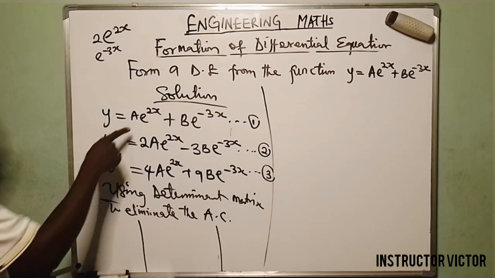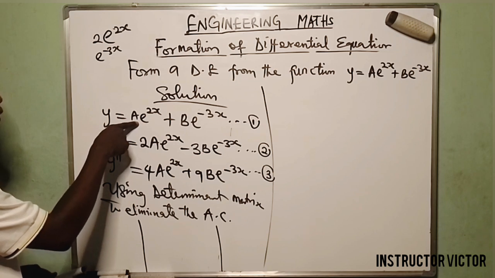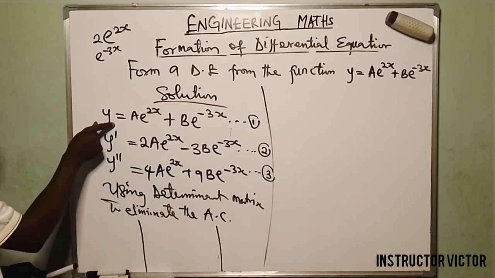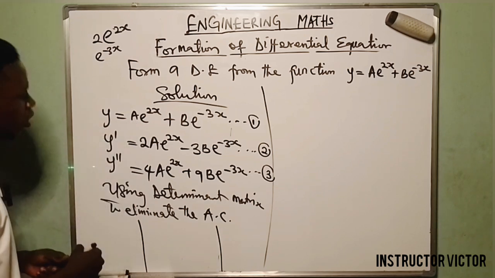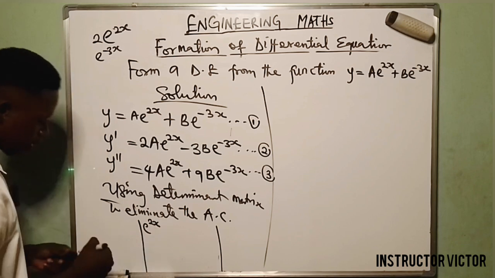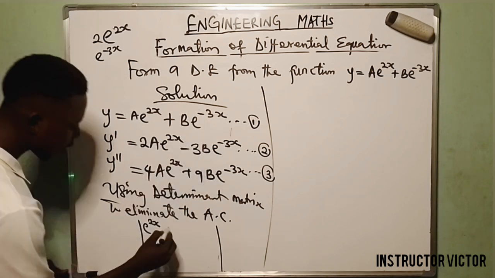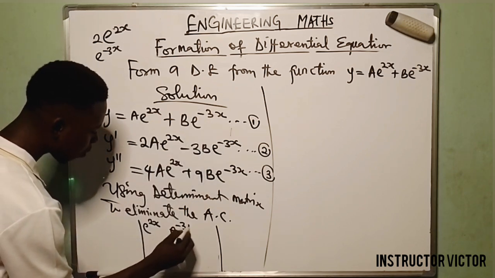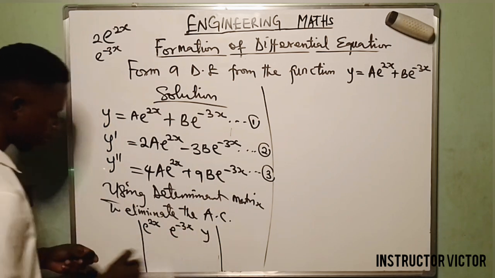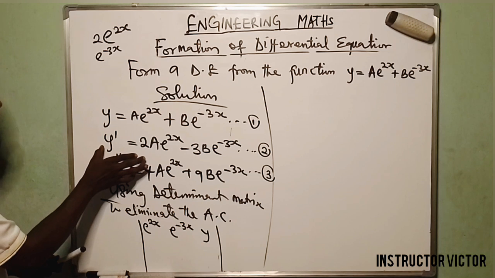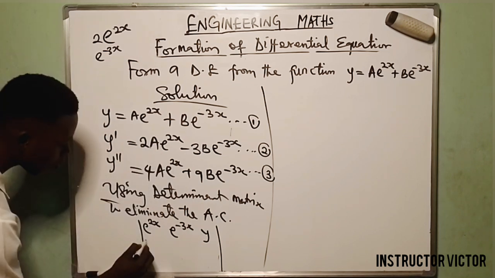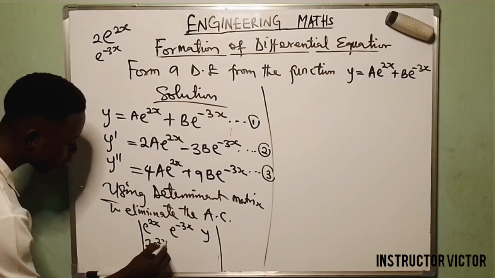I have told you the coefficient of A goes first, the coefficient of B goes next, and last is the function. Now what is the coefficient of A that we have here? The coefficient of A that we have here is exponential 2x. The coefficient of B that we have here is exponential minus 3x. And what is the function? The function is y. Now we have another row here. The coefficient of A here is 2 exponential 2x.